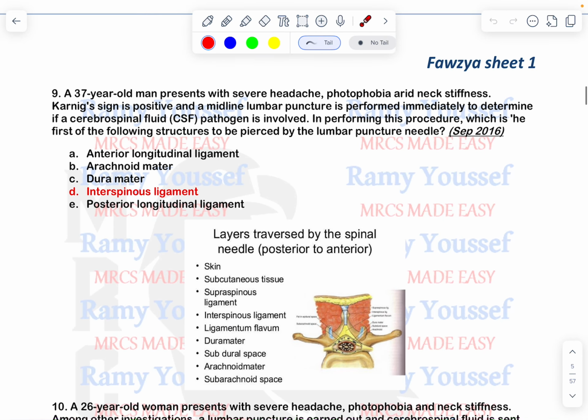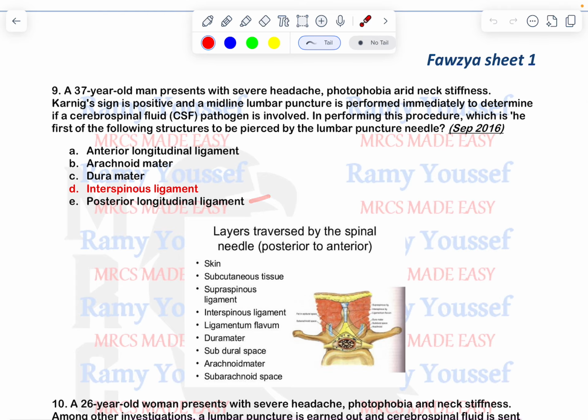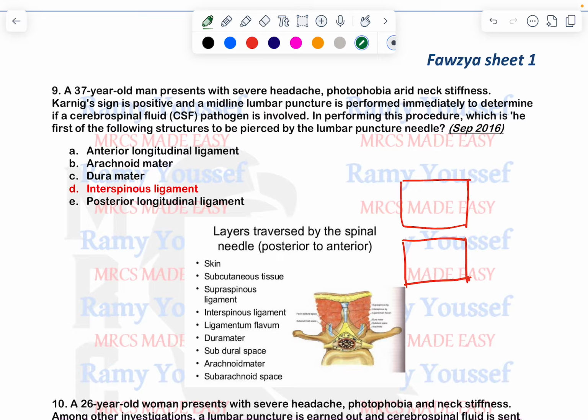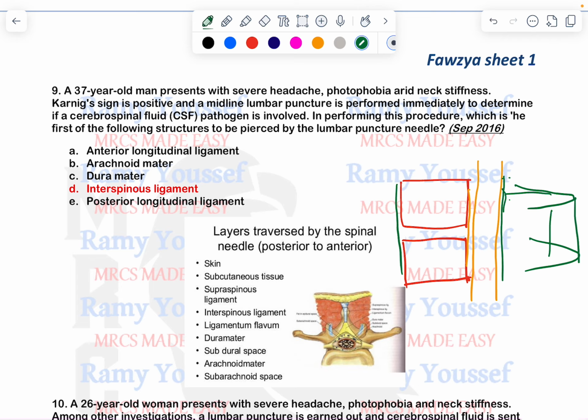If you see, the posterior longitudinal ligament is after the spinal cord, and the anterior longitudinal ligament is in front of the vertebra. Here is the body of the vertebra, and this is another vertebra. Anterior longitudinal is here in the anterior part, posterior longitudinal is here, the spinal cord is like this, and from here there is the ligamentum flavum. The layers are: skin, subcutaneous tissue, supraspinous, interspinous, ligamentum flavum. After the ligamentum flavum, the dura is there, then the subdural space, arachnoid, subarachnoid. You have to go into the subarachnoid space.